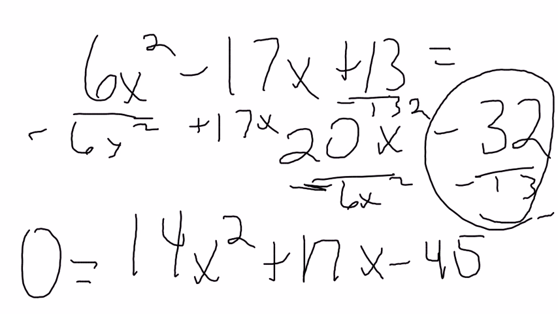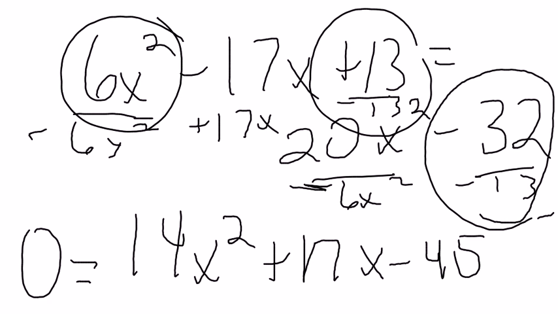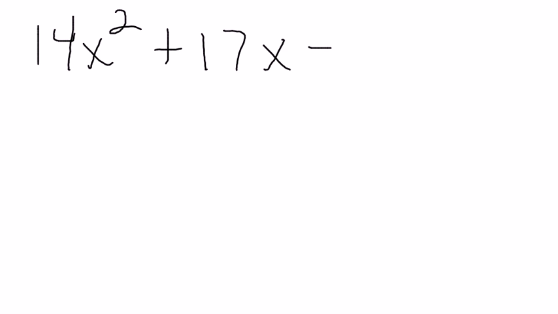Okay, so total, I just moved things around. I didn't really start solving anything. I just moved the x squareds together, and I moved the 13 over with the 32 by subtracting it. So I get 14x squared plus 17x minus 45 equals 0. Let's put this all up here to make it easier to see. So it's 14x squared plus 17x minus 45.